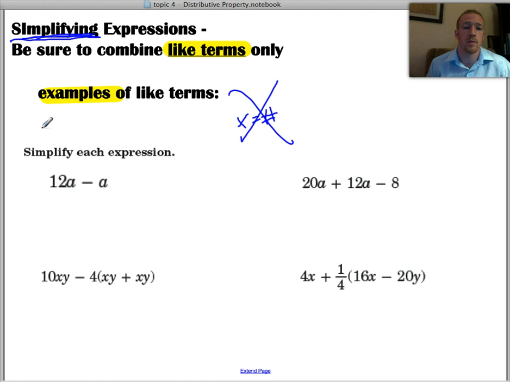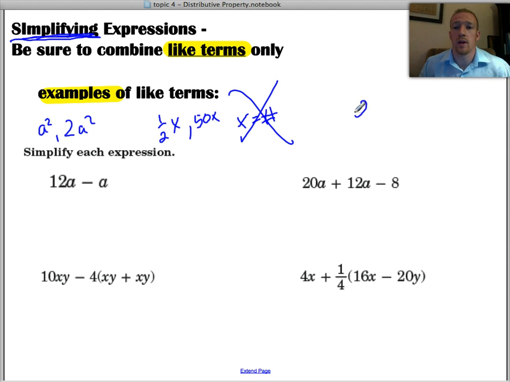So example of like terms, a squared and 2a squared. 1/2 x and 50x, those because they have the same variable and same exponents. So not like terms would be like a 2x and a 3x squared. Because this has an exponent and this does not, these are not like terms. All right, so like a or 2a and 2ax. These have different variables, so these are not like terms.